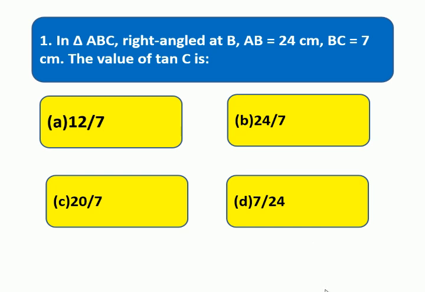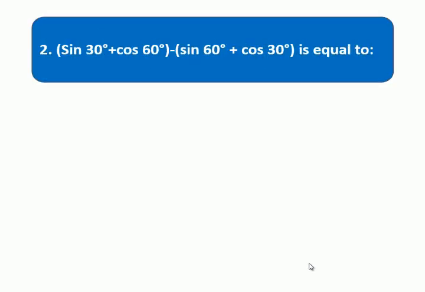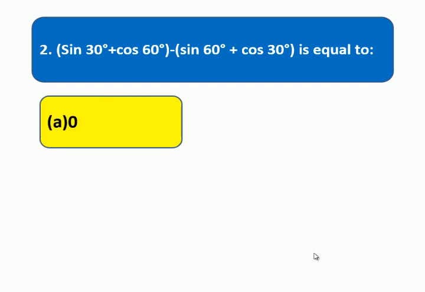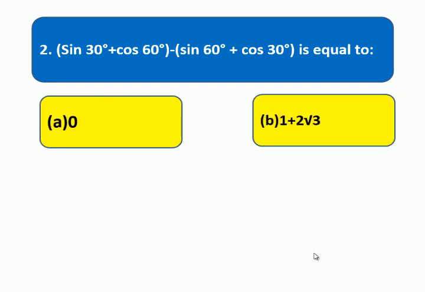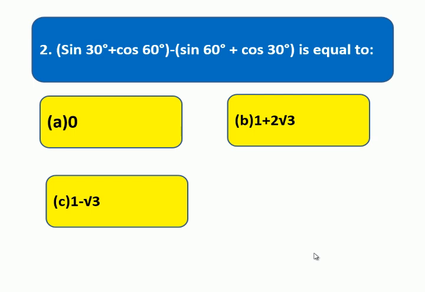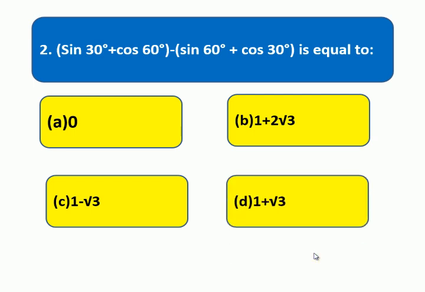Okay. Next, question number 2: sin 30 plus cos 30, cos 60 minus sin 60 plus cos 30 is equal to. You have to find the value: 0, or 1 plus 2 root 3, or 1 minus root 3, or 1 plus root 3. So you calculate, find the correct option, either A, B, C or D, and write it down.